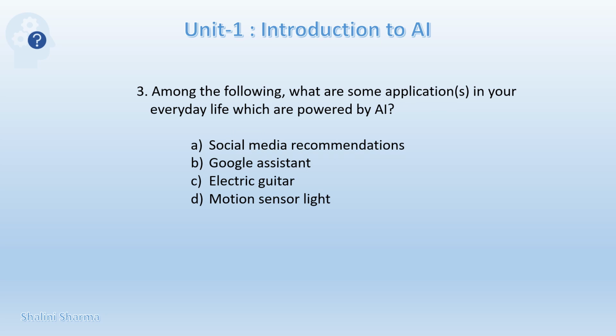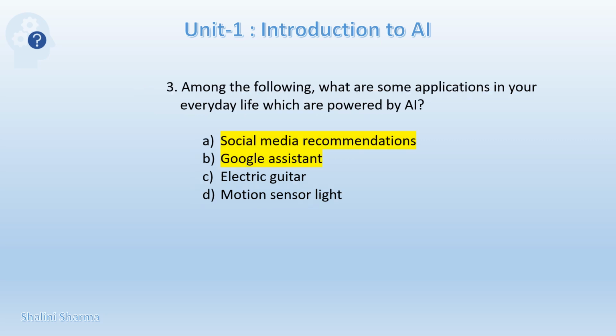The third question states, among the following, what are some applications in your everyday life which are powered by artificial intelligence? And the options are A. social media recommendations, B. Google Assistant, C. electric guitar, D. motion sensor light. The correct responses are social media recommendations and Google Assistant.